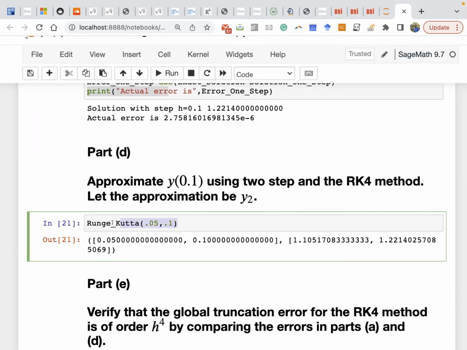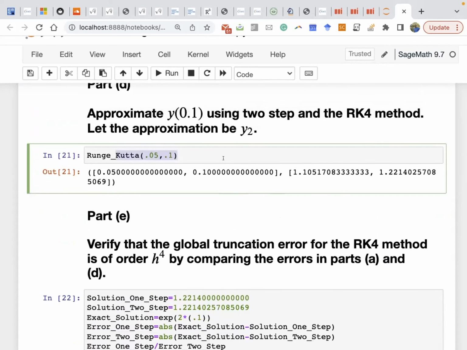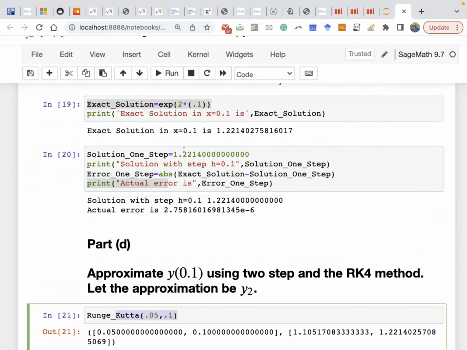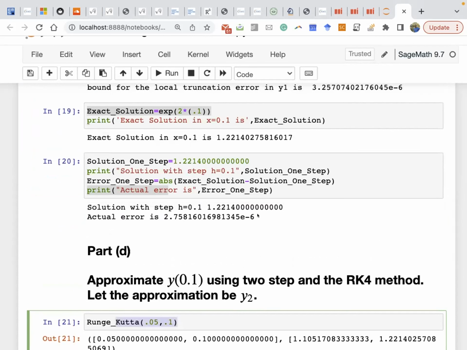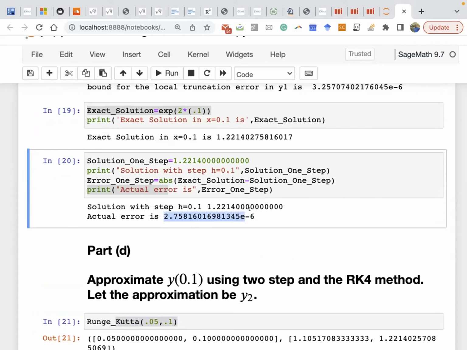Runge-Kutta twice step size, twice finer. So you can get this one. It's given, so you can do the exact absolute value of this one as well. It must be even less than this as well.